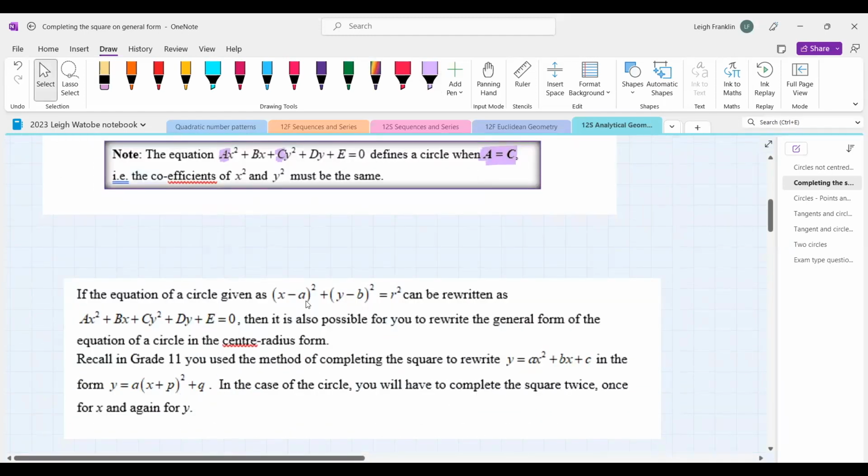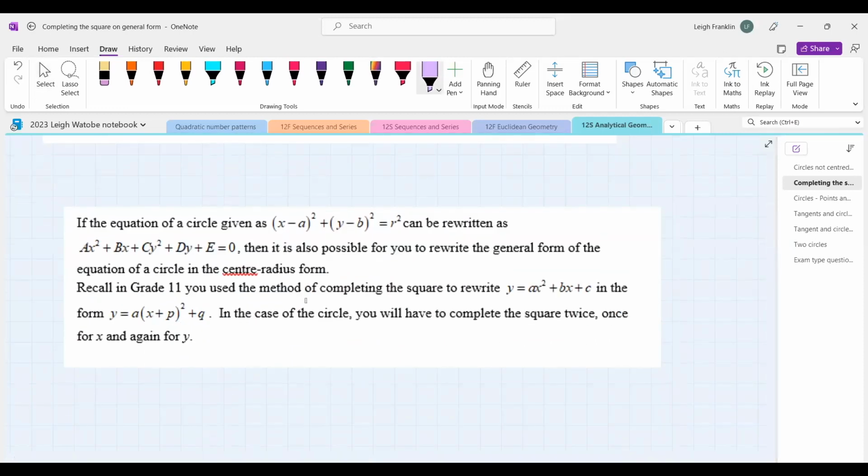So in order to rewrite general form in center radius form, we have to use the method of completing the square, right? Which is something that you first learned about in grade 11. There we took a parabola given in standard form and completed the square to get it into turning point form, if you recall. It's the same method, but somehow this seems a little bit easier. I'm going to show you exactly how we do it.